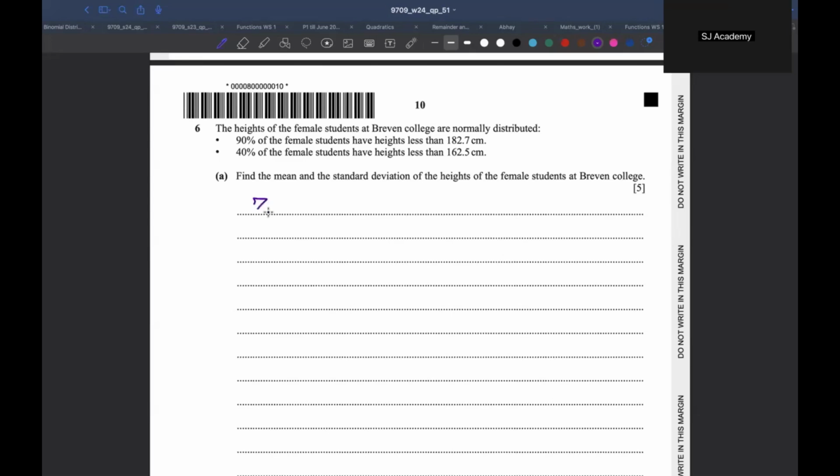Now, what we know is that for a normal distribution, we use this formula: z is equal to x minus mu upon the standard deviation. As we have two different sets of information, we can make two different equations and then try and find the value of mean and standard deviation. Now, it says 90% have less than 182.7. So it means less than 182.7 should be over here, and this is 90% over here.